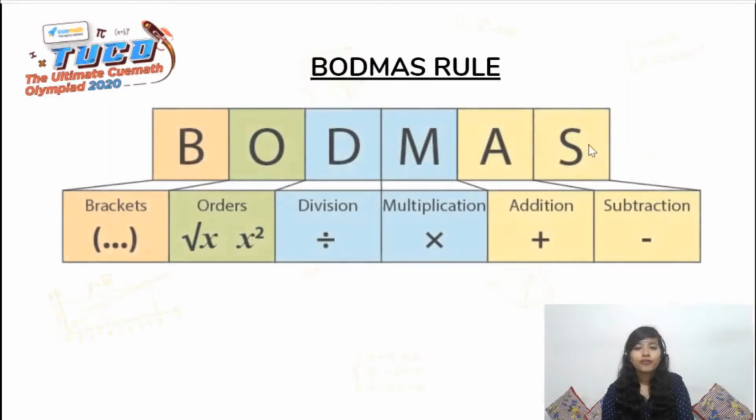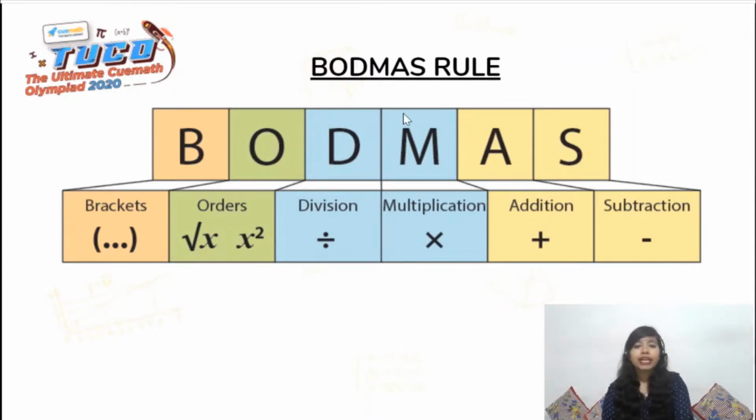I hope all of you are aware of this already. We've been studying BODMAS right from our young age. So what does each of these letters in the BODMAS rule signify? I would quickly let you know. B stands for brackets, or you could say parentheses. O stands for orders. Orders are basically powers or exponents, also called indices. D stands for division, M for multiplication, A for addition and S for subtraction.